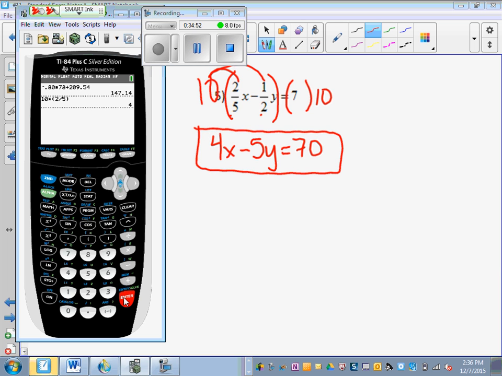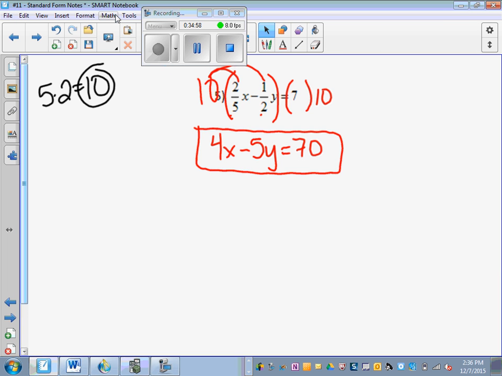Where did you get the 10 from? The 10 is from 5 times 2. I need to get rid of both of my denominators. If I had multiplied by 5, that would have only gotten rid of my 5. If I had multiplied by 2, that would have only gotten rid of my 2.